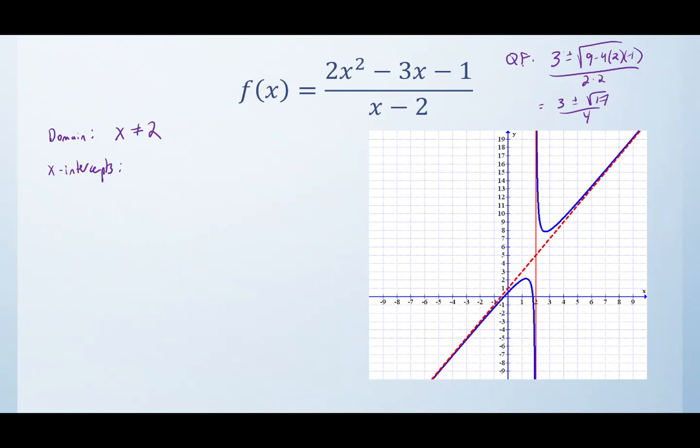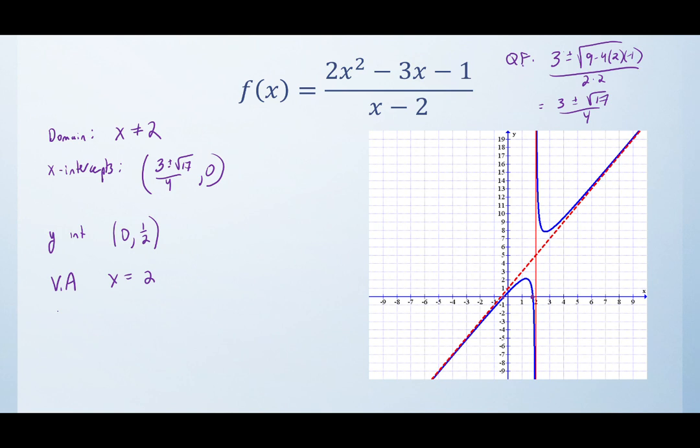Those are lovely numbers, right? I'm just going to write them like that: 3 plus or minus root 17 over 4, comma 0. So those are these two lovely numbers right here. The y-intercept, of course, we're just going to say 0, comma 1/2, right? Because that's what I get when I plug in 0, top and bottom. We know that we have a vertical asymptote at x equals 2. We can see that I've already got the drawing out here.